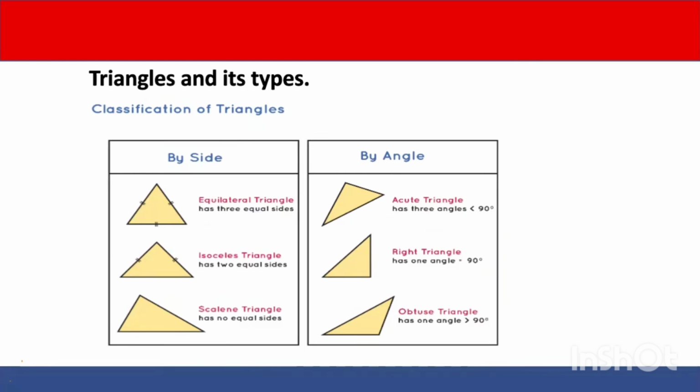Types of triangles by angles. Acute triangle, all angles less than 90 degrees. Right triangle has one right angle, 90 degrees. Obtuse triangle has one obtuse angle, more than 90 degrees.